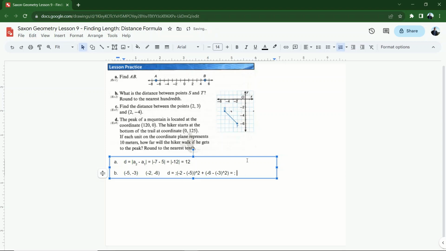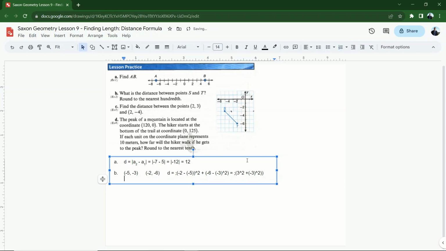So this is going to equal the square root of -2 minus a -5 is -2 plus 5. That's going to be 3 squared. I'm just going to leave it as 3 squared. Plus -6 minus a -3 is -6 plus 3. So it's going to be -3 squared, okay? So the square root of 3 squared plus -3 squared, well, both of those evaluate to 9, and 9 plus 9 is 18.